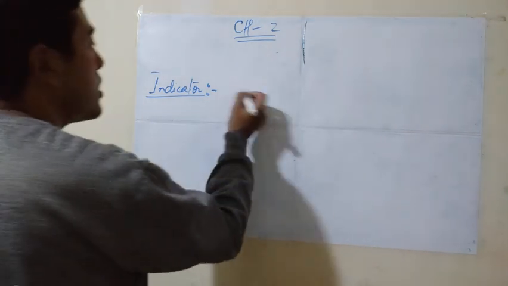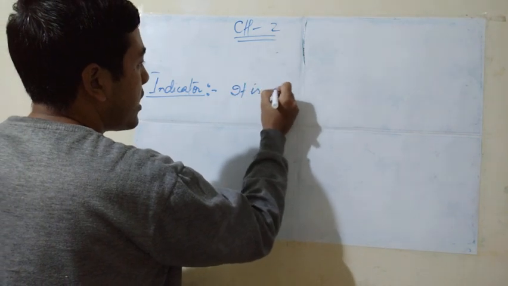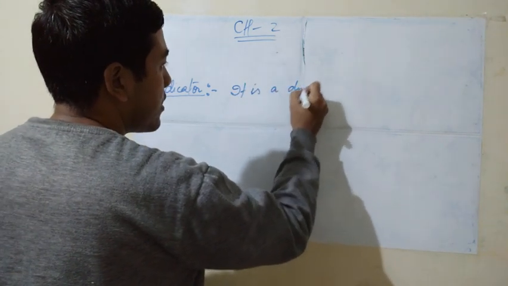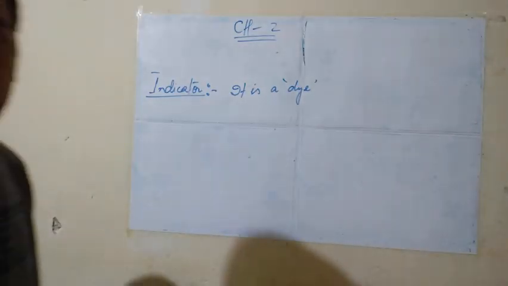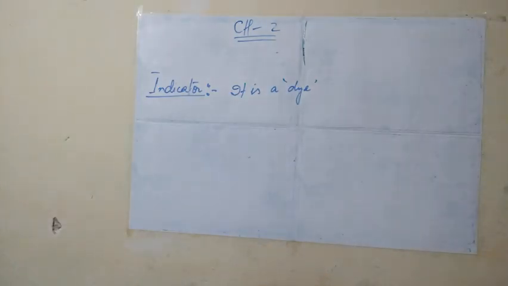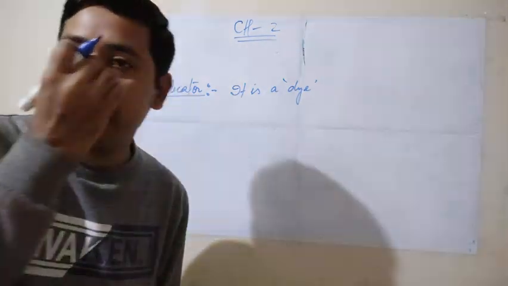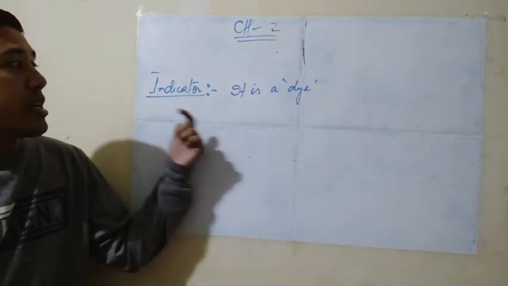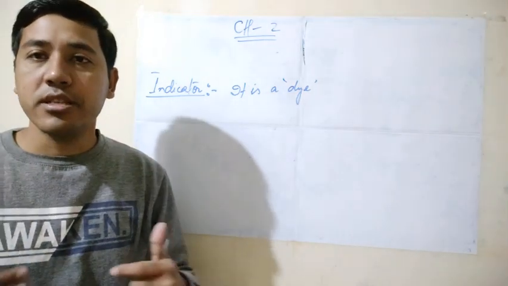Now, it is a dye. What is a dye? Indicator is a dye, okay? Dye means what? The coloring substance, right? The dye means the coloring substance. Indicator is nothing but the dye. Dye means the coloring substance, right?